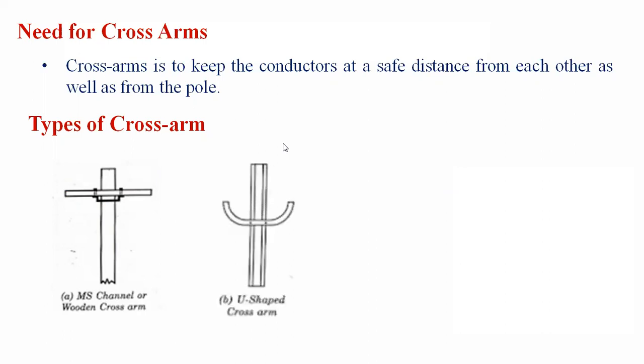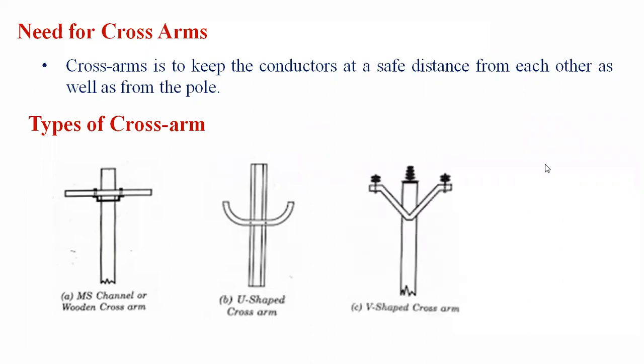Another one is the U-shaped cross arm. The shape of the cross arm is a U shape, that's why it is called the U-shaped cross arm. Here also, the cross arms are fitted on the supporting structure, that is the poles, with the help of clamp and bolt nut. Here the conductors are taken by fixing to the insulator. At the top of the insulator groove, they are taken for the conductors.